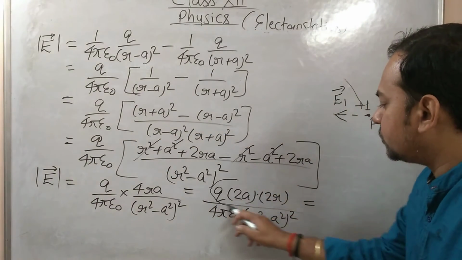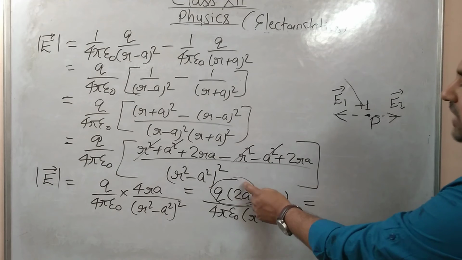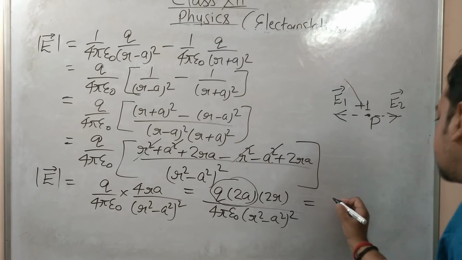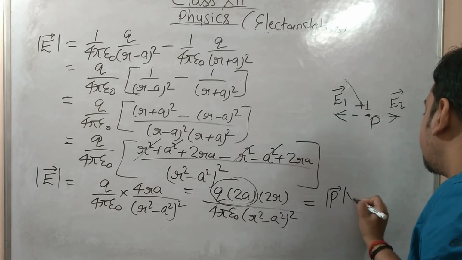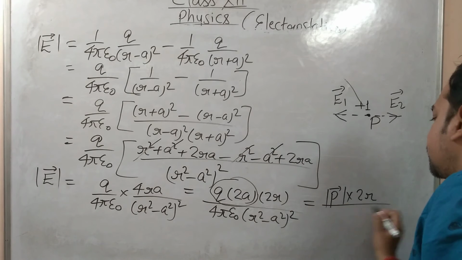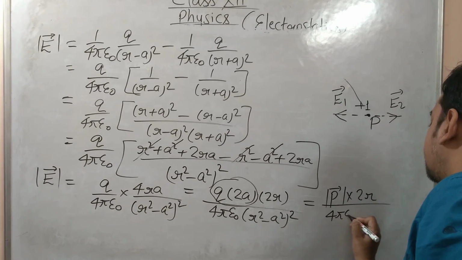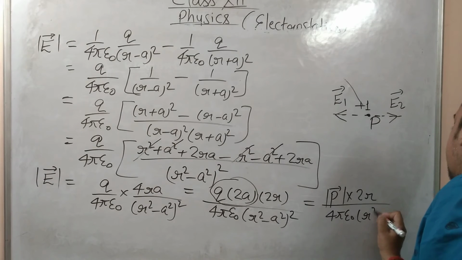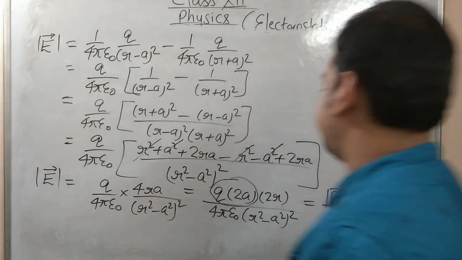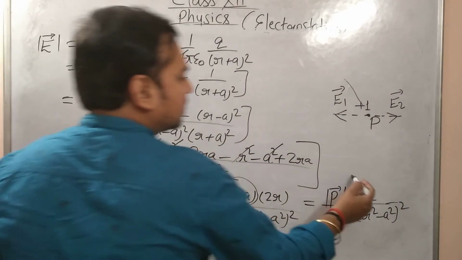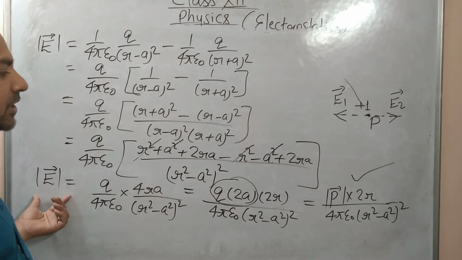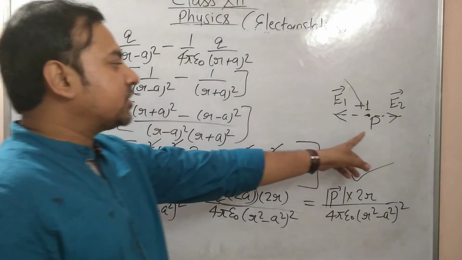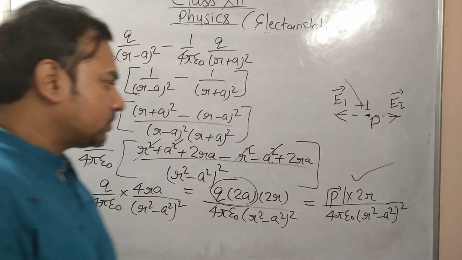What is this q into 2a? This is the magnitude of the dipole moment. So this is the magnitude of the dipole moment into 2R, divided by 4 pi epsilon naught, R square minus a square whole square. This is the final expression of the resultant electric field intensity at point P.